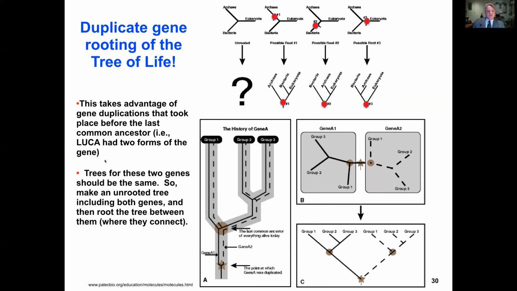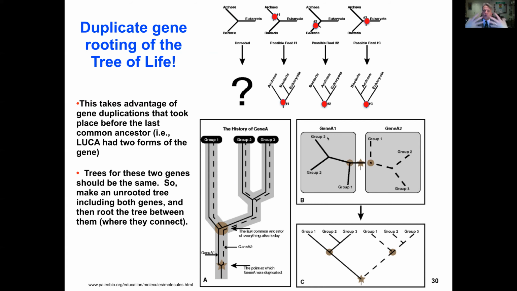The trees for these two genes should be the same. So what you do is you make an unrooted tree and you root to where they connect. Let's look here. We have gene A1 and gene A2. Gene A1 and A2 split prior to the lineages that contain those genes. That is groups 1, 2, and 3. So we could say, let's say bacteria, archaea, and eukaryotes.